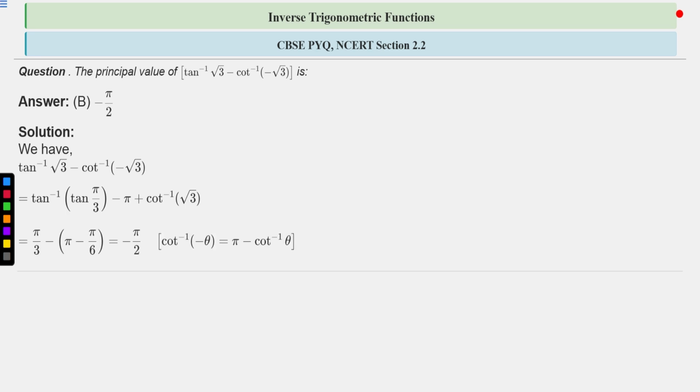Therefore, we can write tan inverse tan pi by 3 as pi by 3, because we know that pi by 3 lies between minus pi by 2 to pi by 2. And we can take minus common, and it will be pi minus pi by 6, right? And after further simplification, we will get minus pi by 2. Since cot inverse minus theta is pi minus cot inverse theta, clear? We have applied this property. So the final answer is minus pi by 2. So option B is the correct one. Okay. Let's move to the next question.